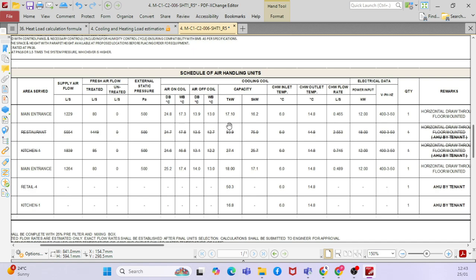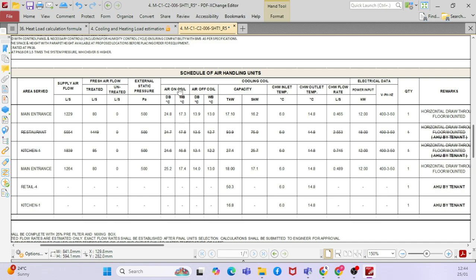Okay, sir. So now you can calculate the total capacity, the sensible capacity, the chilled water inlet and outlet from the district cooling provider, and you can calculate the chilled water flow rate. Okay. Now you can calculate the air on coil temperature and air off coil temperature.